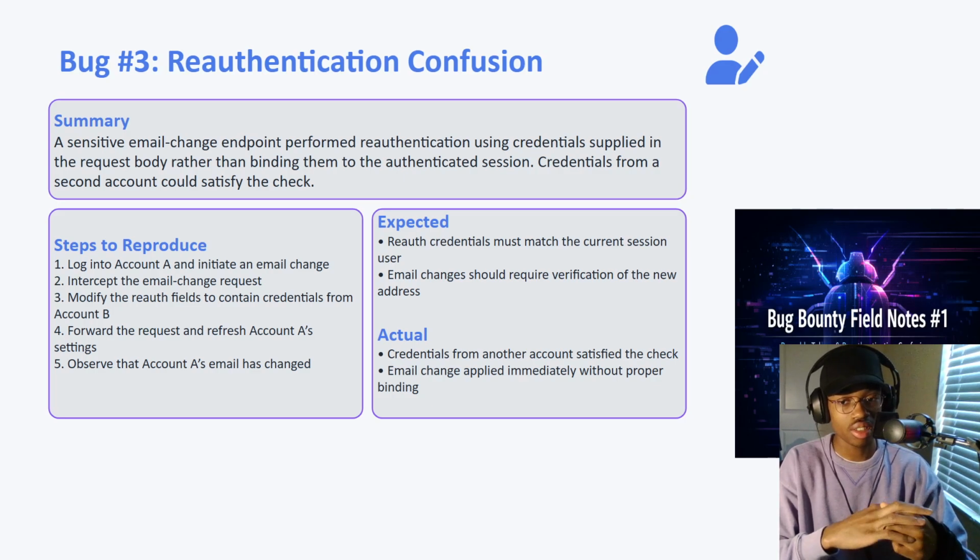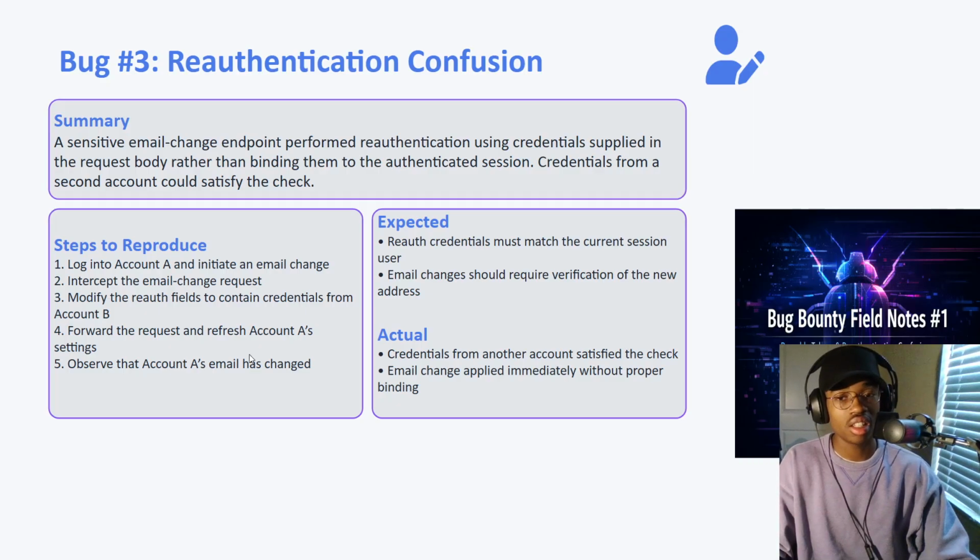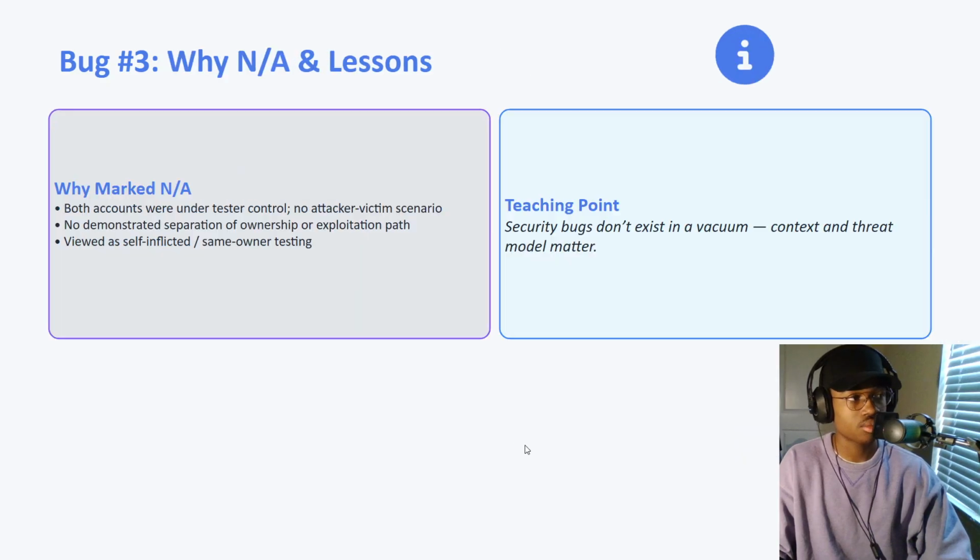But the triagers, that's not something they pay out for. They don't even accept it. It's just not applicable. But I really thought this was very interesting. Expected: reauth credentials must match the current session user. Email changes should require verification of the new address. Actual: credentials from another account satisfy the check. Email change applied immediately without binding.